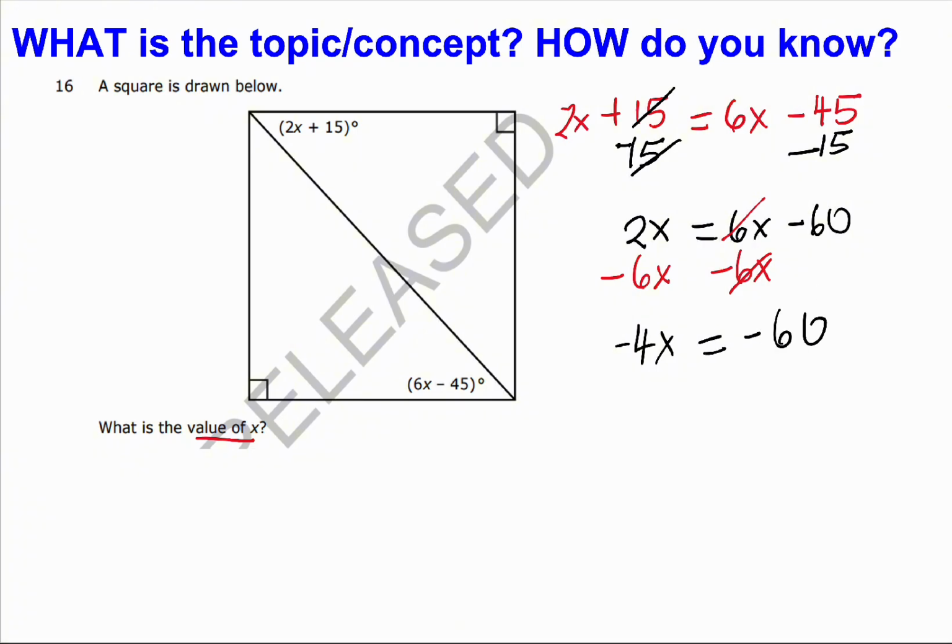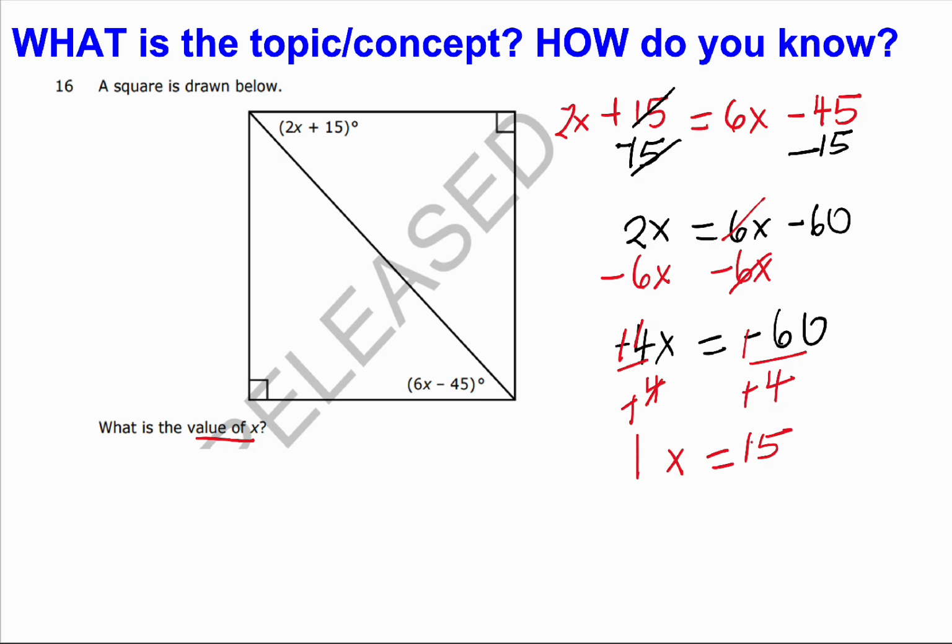Then I divide both sides by -4. Finally I get my x to be 15. So since I found my x to be 15, I can verify my answer on my results.